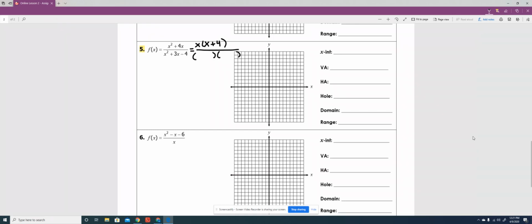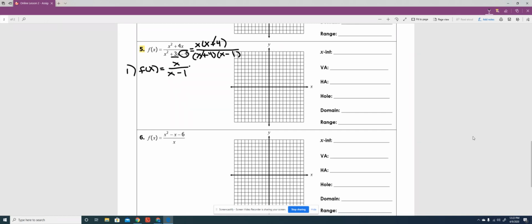And so I have negative 4 on the outside and plus 3 on the inside. So I need factors of negative 4 that add to 3. And so that's going to be positive 4 and negative 1. Now I can cancel the common factor of x plus 4. And I'm left with my simplified function of x over x minus 1.